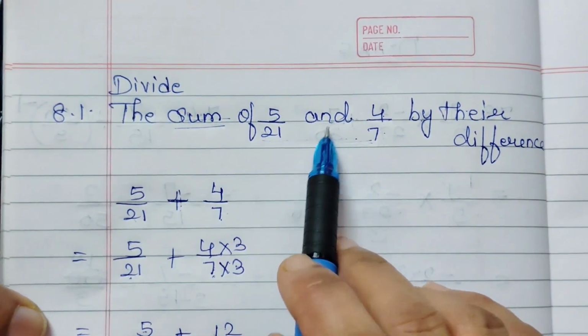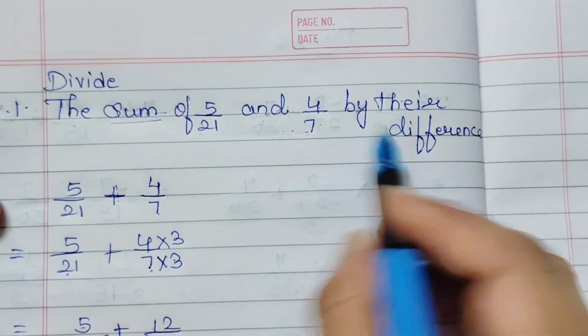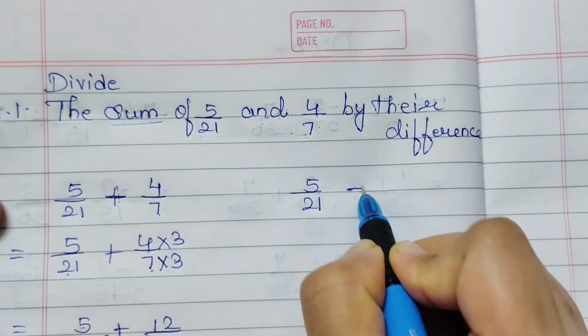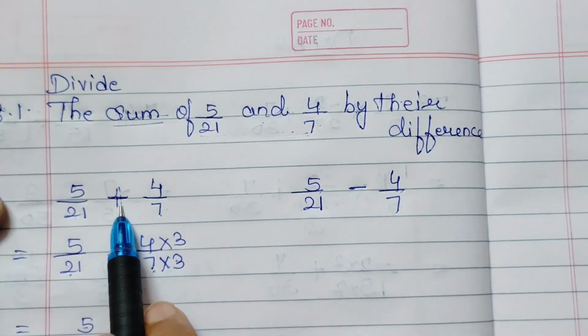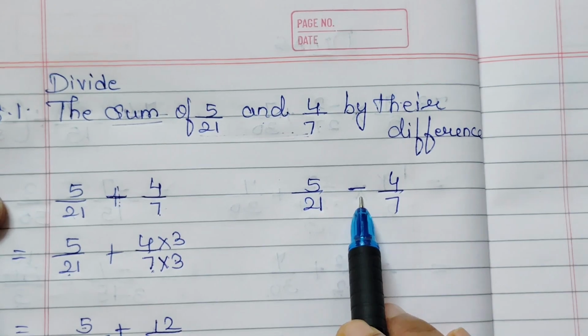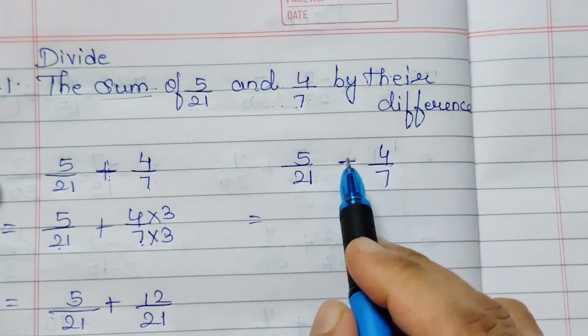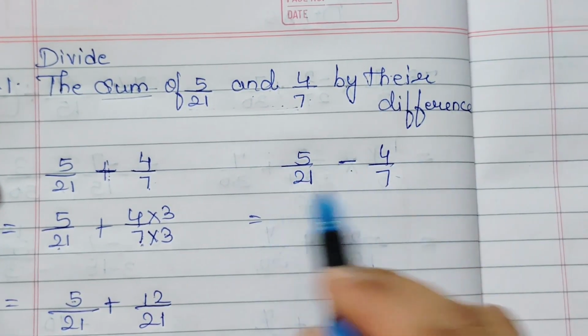We have to divide the sum and their difference. Now we will find the difference. So again I will write 5 upon 21 minus 4 upon 7. Here the sum we did. Now here we are going to see the difference. Difference means subtract. Okay. So again when we subtract, we require same denominators.